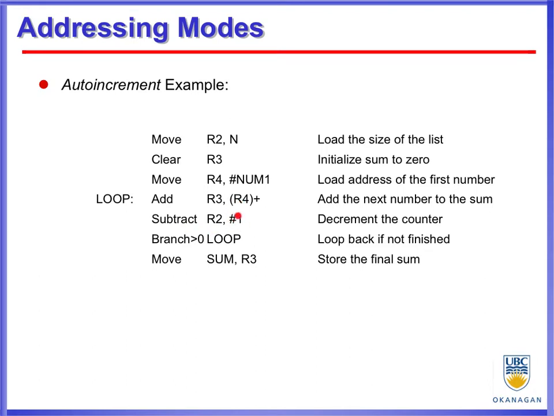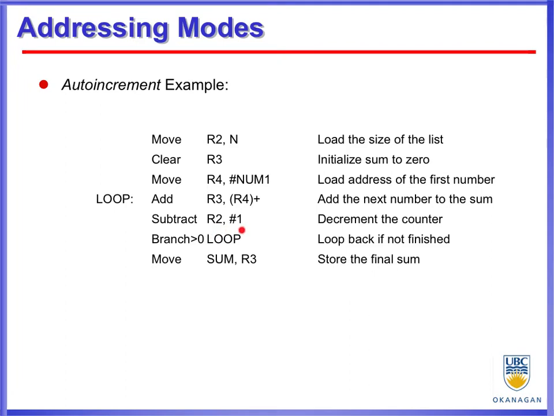We're going to subtract the immediate operand 1 from what's in register R2. R2 is our counter, it holds the number of numbers. So now R2 is going to hold small n minus 1, okay? And then we're going to branch if the result of the previous instruction is greater than 0. So if we haven't reached the end of the list, we're going to branch back to loop, and we're going to just keep doing this until we've added all the numbers up into R3, and finally, at some point, R2 will have 1 in it.